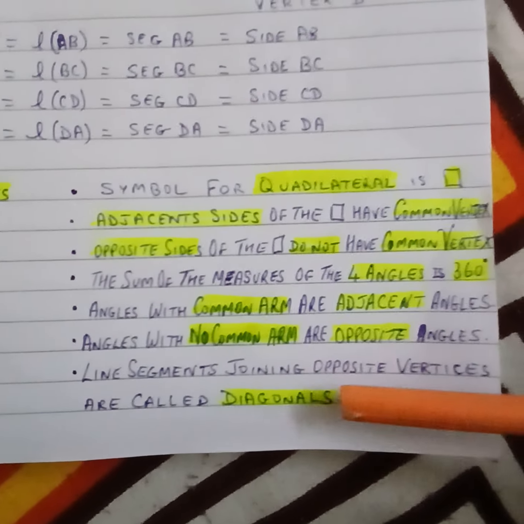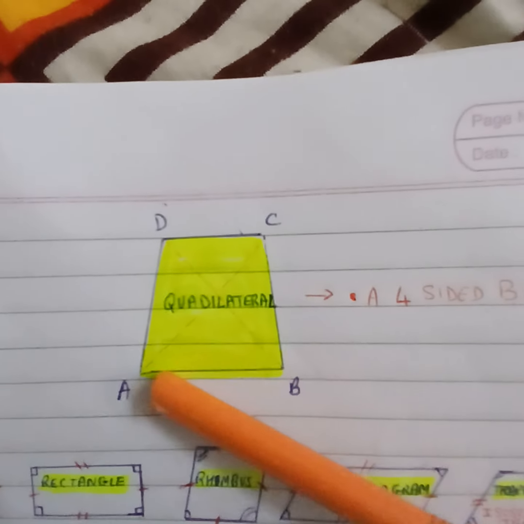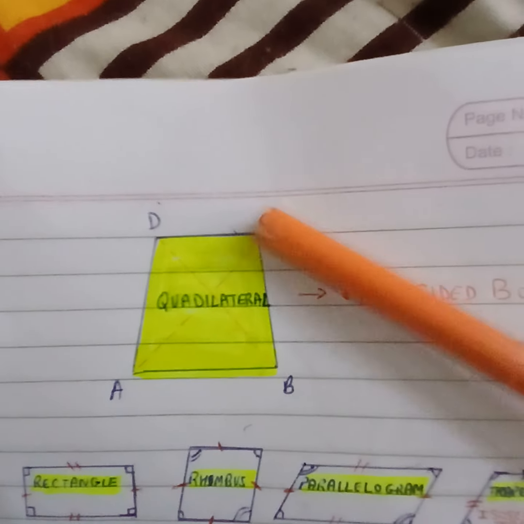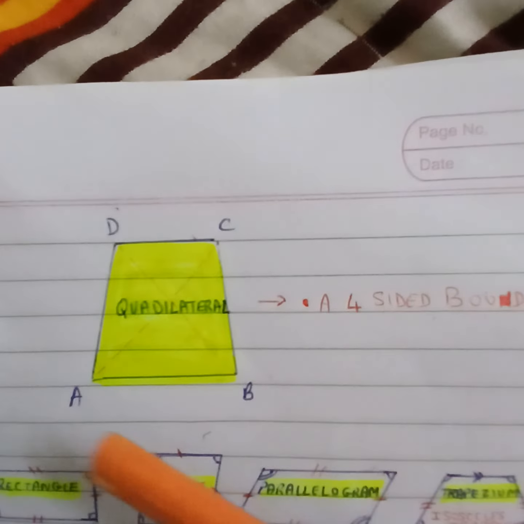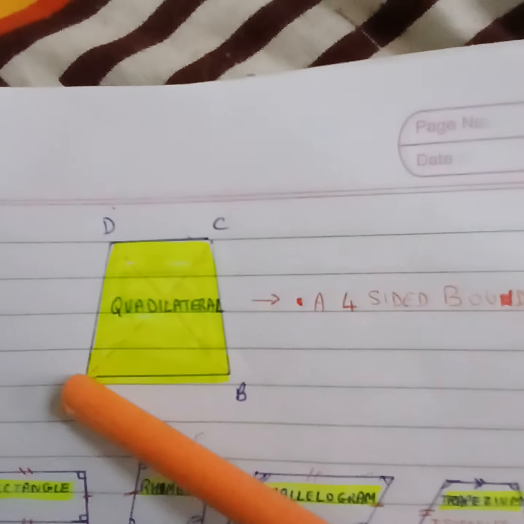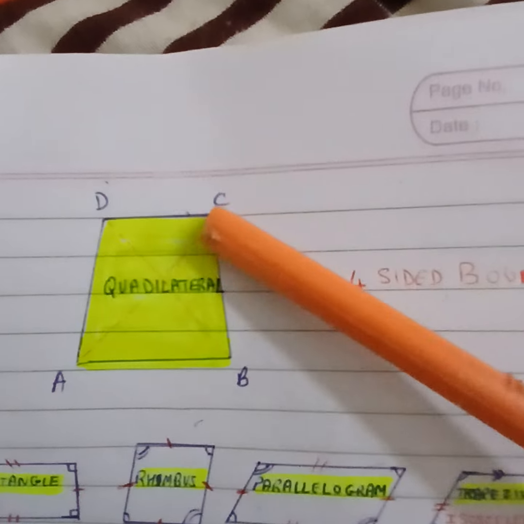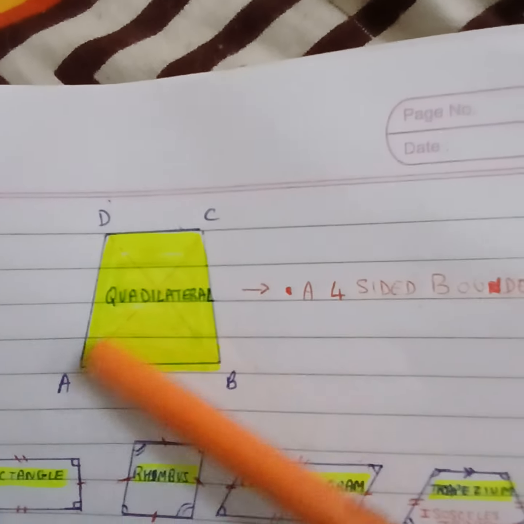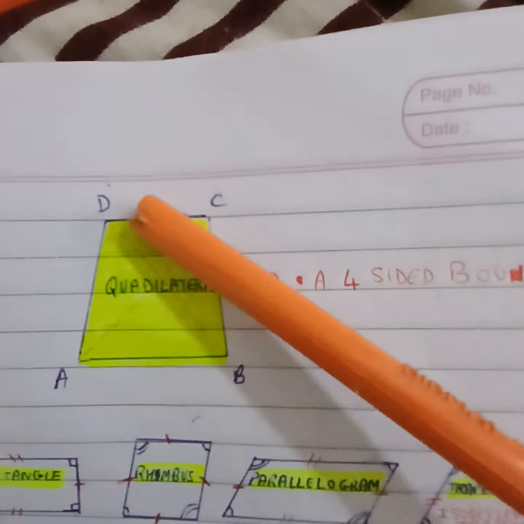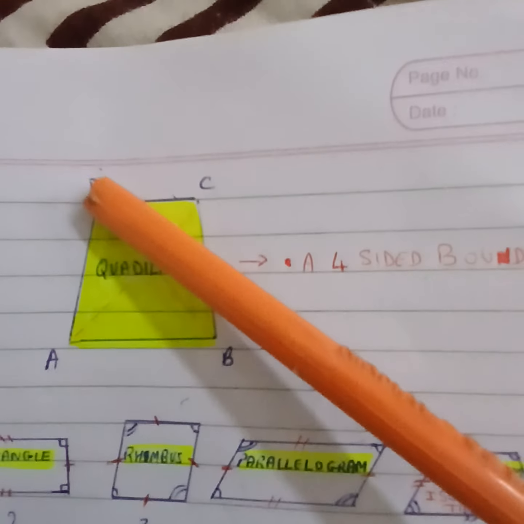Line segments joining opposite vertices are called diagonals. AC and BD, they are the diagonals. Opposite vertex A and C, when these 2 points have been met and we draw a line, that is called the diagonal. Same with BD, BD is the diagonal.